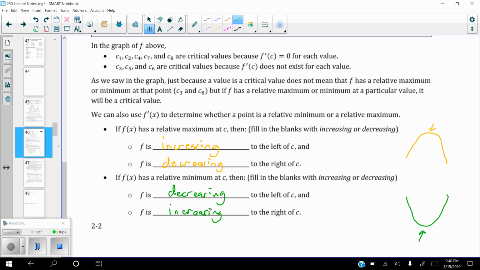Hopefully that makes sense. So in order for you to have a max, the function has to go from up to down. In order for you to have a min, the function must go from down to up.